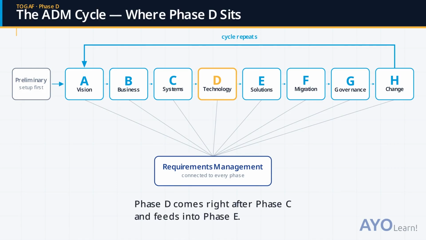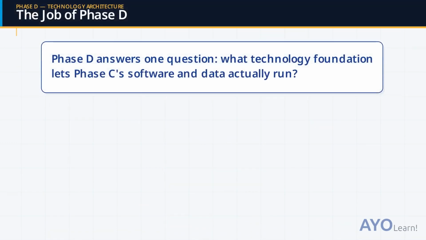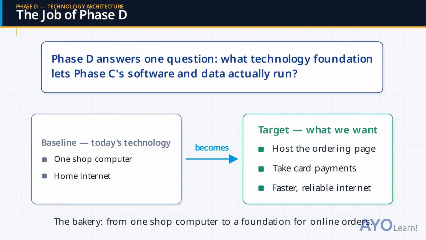Phase D, technology architecture, comes right after Phase C and feeds into Phase E. Phase D answers one question: what technology foundation lets Phase C software and data actually run? The baseline is today's technology. The target is what we want. Our bakery has just a shop computer now, but needs to host orders and take card payments.